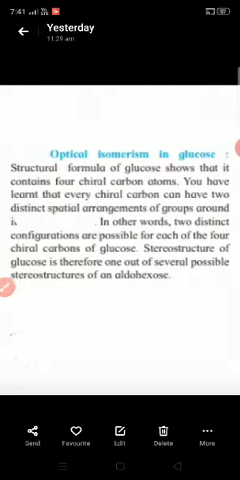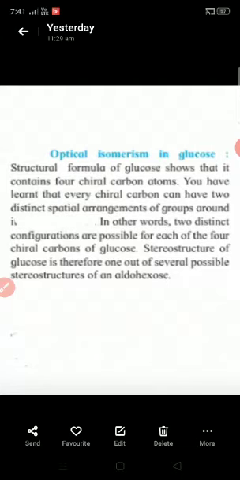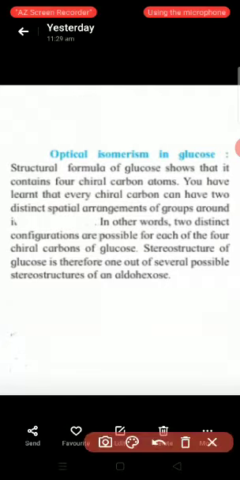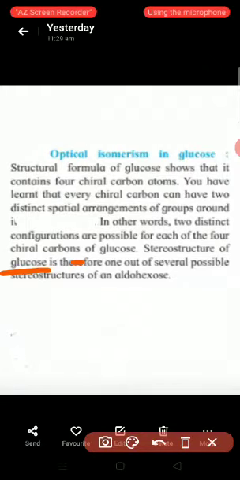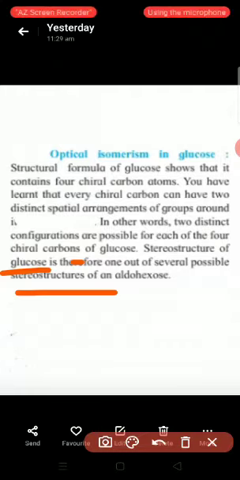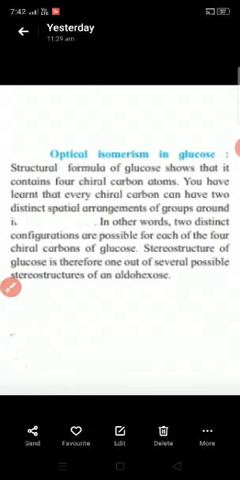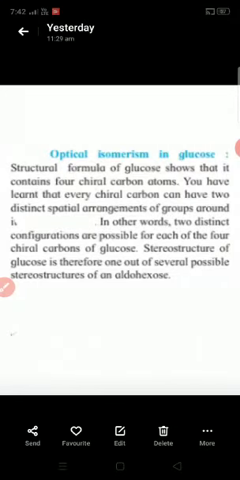And we know that every chiral carbon can have two distinct spatial arrangements of groups around it. In other words, two distinct configurations are possible for each of the 4 chiral carbon atoms of glucose. Students, the stereo structure of glucose which we see is one out of several possible structures of an aldohexose.